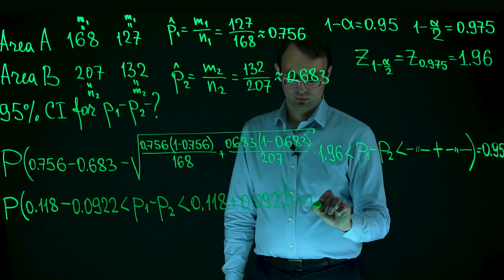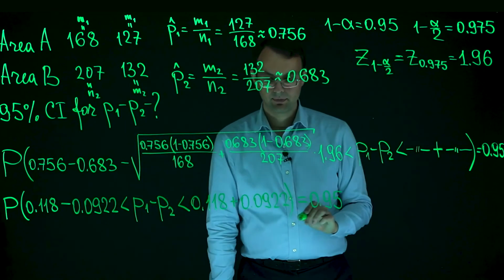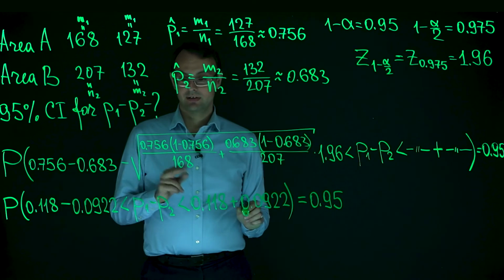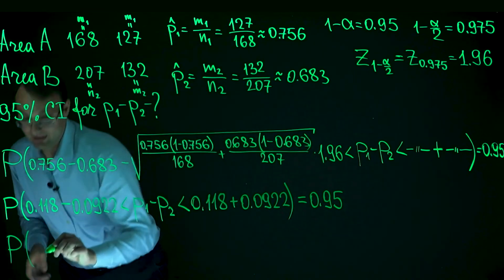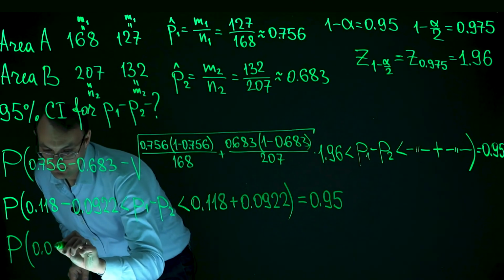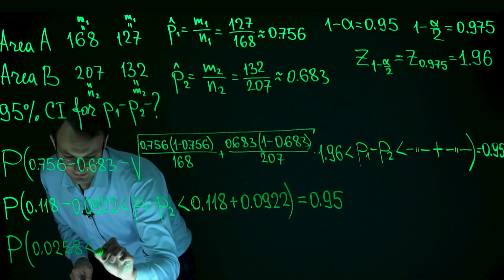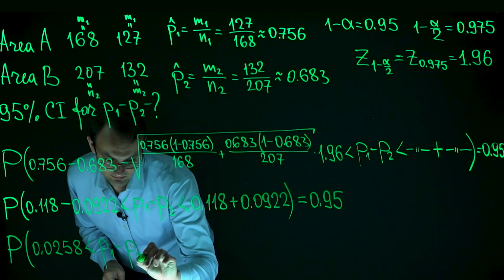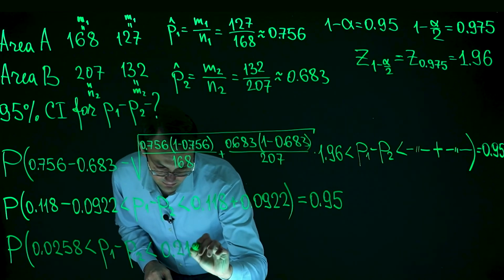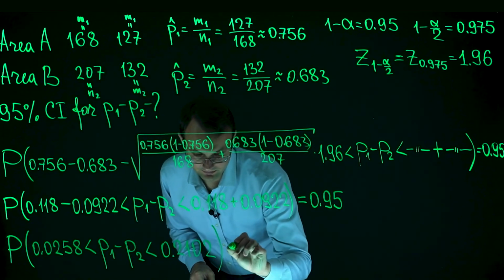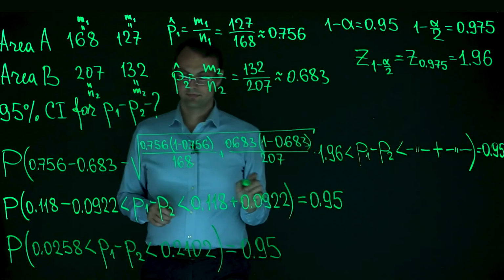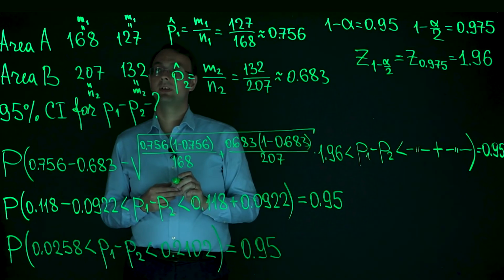And the probability is 0.95. Finally, the left and right endpoints of the interval are 0.0258 and 0.2102. So this is the interval.